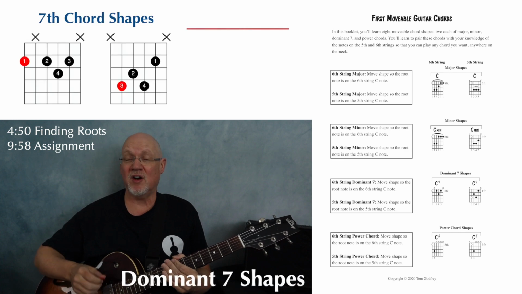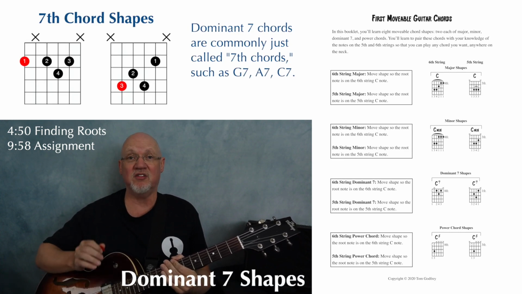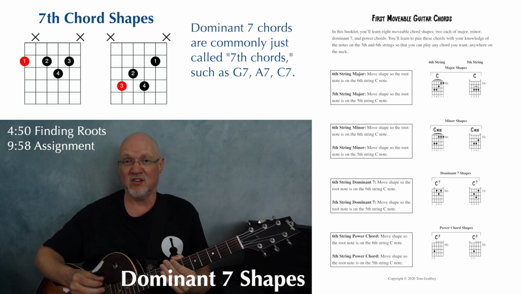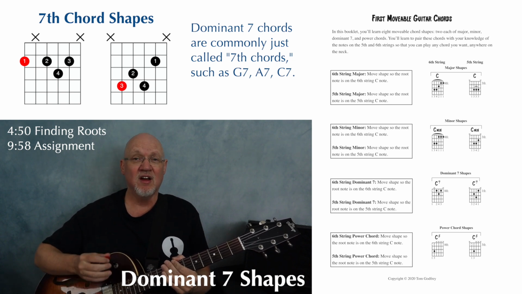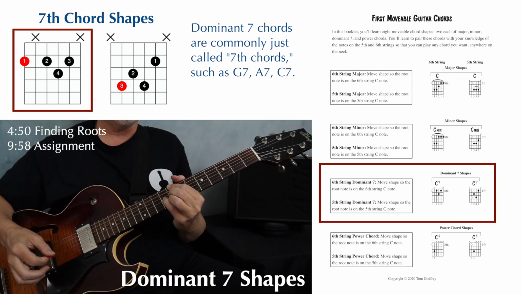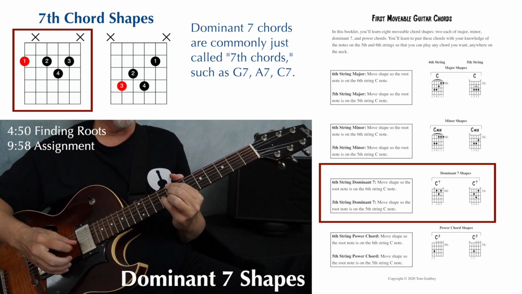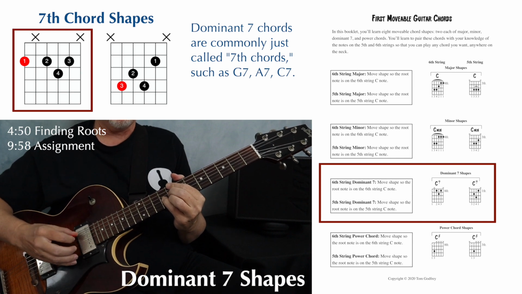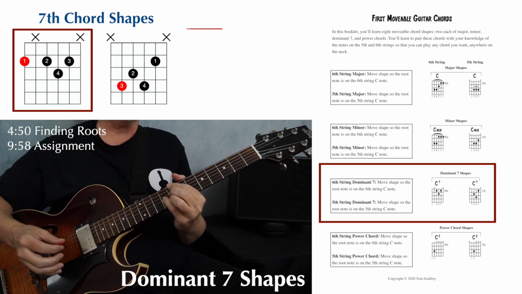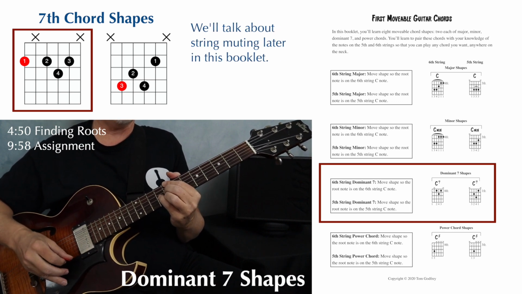Next, we have 2 dominant 7th chord shapes, and dominant 7th chords are more commonly known as just 7th chords. So a chord like a C7, G7, or an A7, those are dominant 7 chords. Here's the dominant 7 shape we'll study with the root on the 6th string. This is finger 1, 2, 4, and 3, and we're muting strings 1 and 5. And we'll talk about that string muting as we get further into the series. We're just doing a quick overview right now.